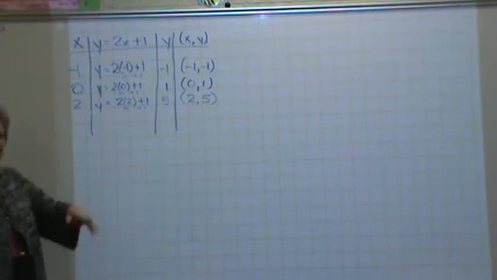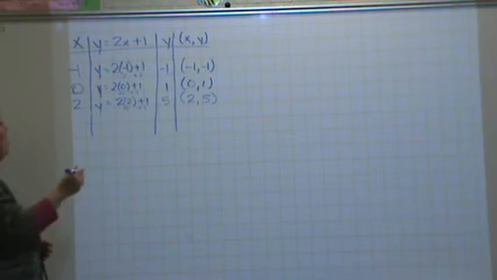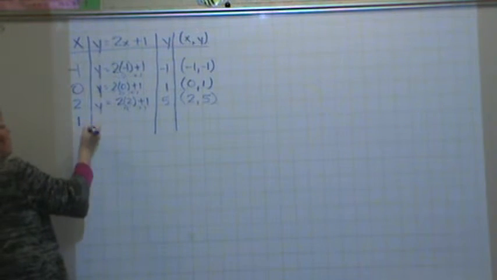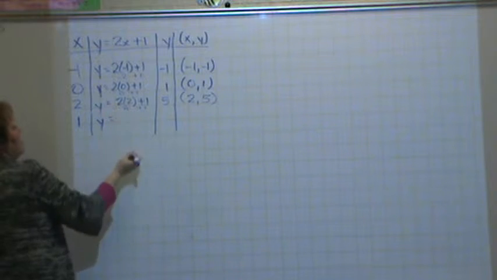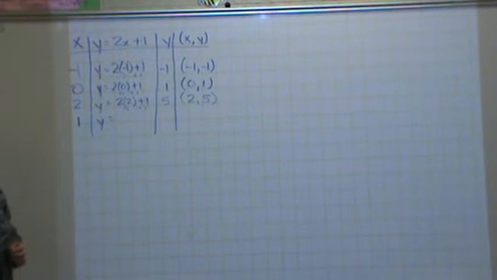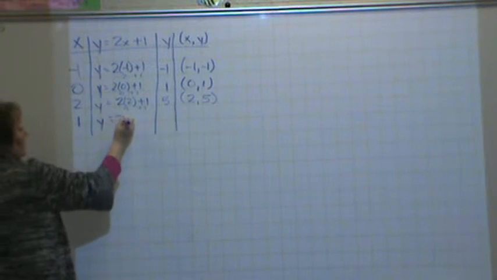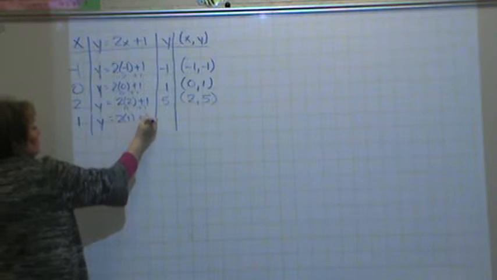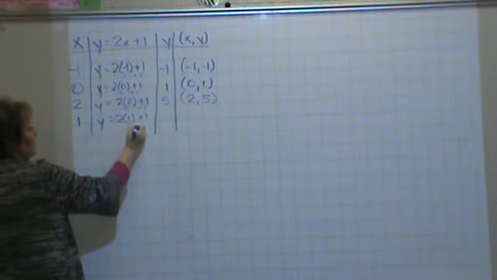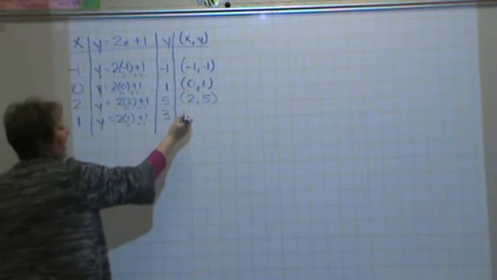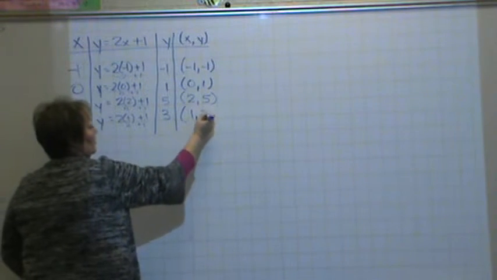I don't want a big number. I'm going with 1. So what do I do with that 1? You replace x with 1. 2 times 1 plus 1 is 3, so my ordered pair is 1 and 3.